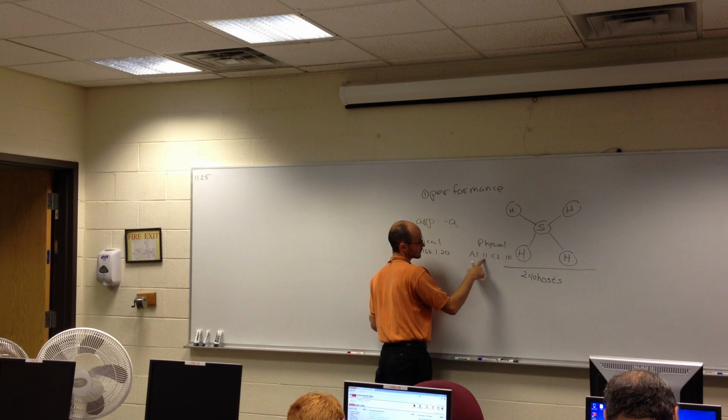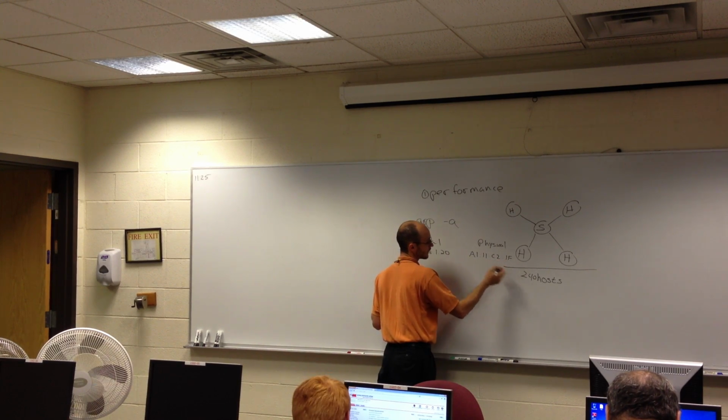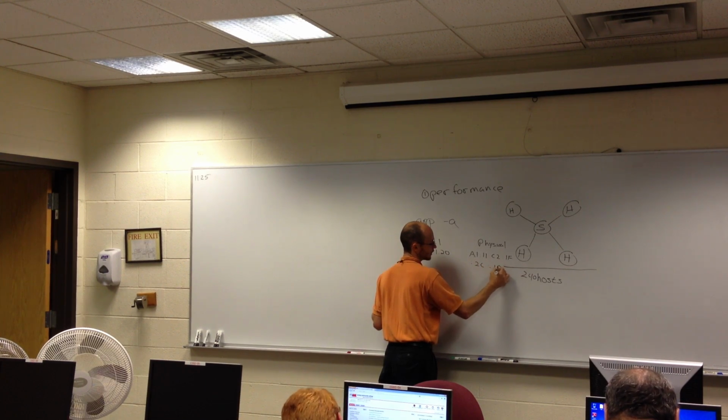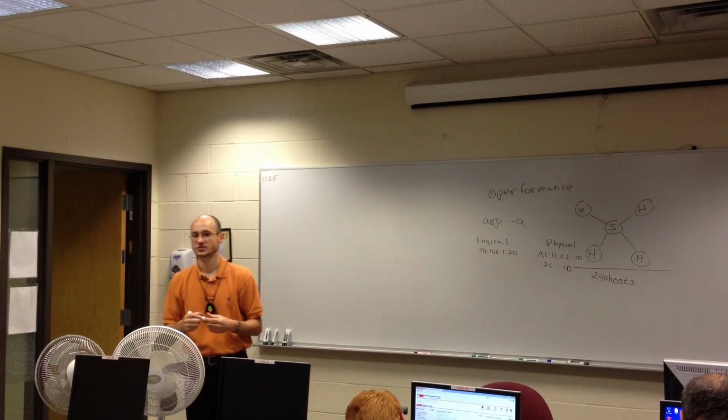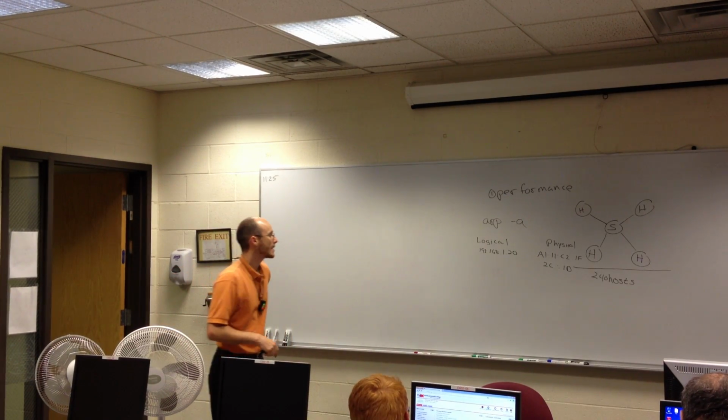Let's see, do I have this correct? 8, 16, 24, 32, I need to add 2 more. And we'll just say 2C1D. A physical address is 48 bits, but just to give you an idea, it's usually in hexadecimal format.